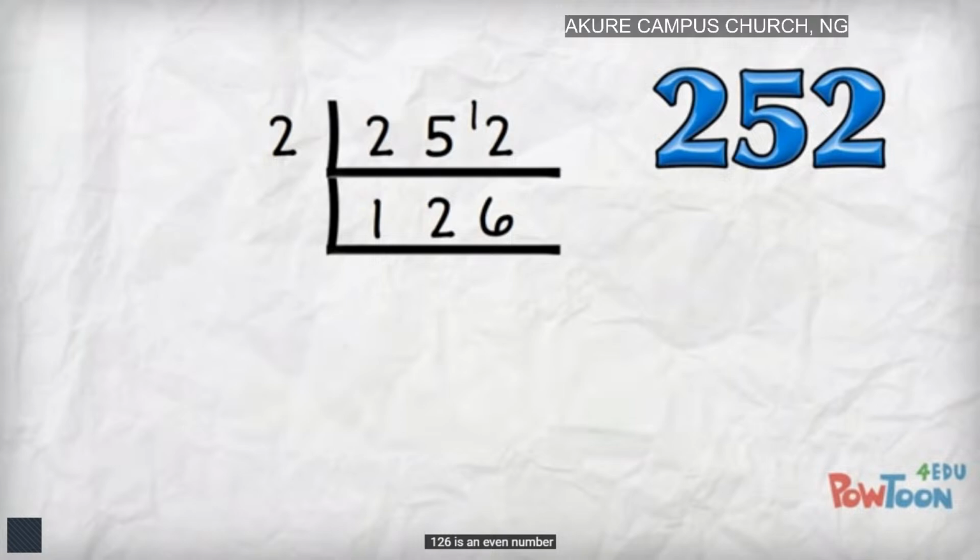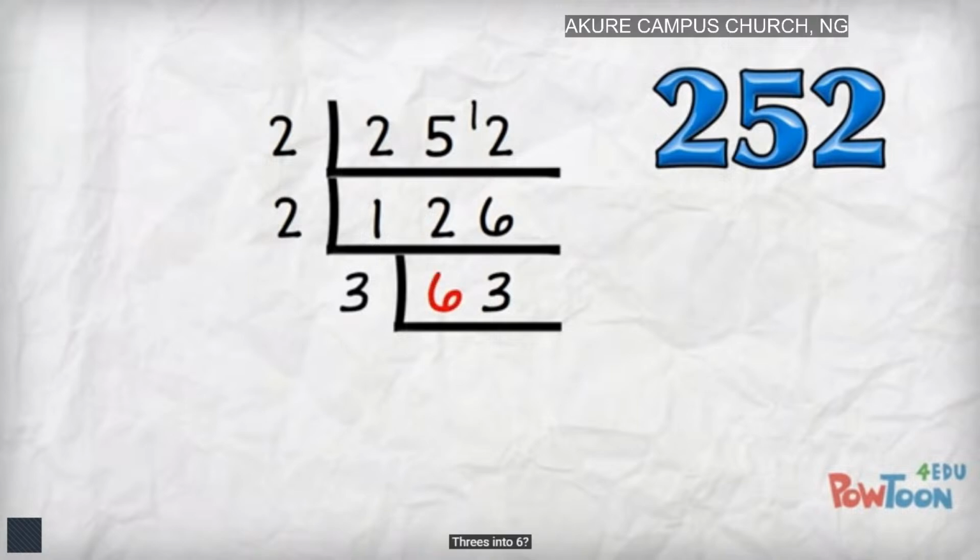126 is an even number, so I use 2 as our prime divisor. 2's into 12, 6 2's are 12. 2's into 6, 3 2's are 6. Now we work with 63. This is divisible by 3. 3's into 6, 2 3's are 6. 3's into 3, 1 3 is 3.